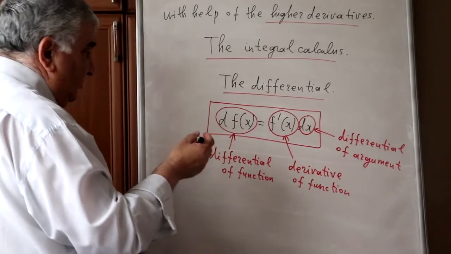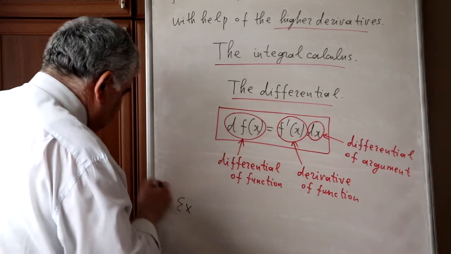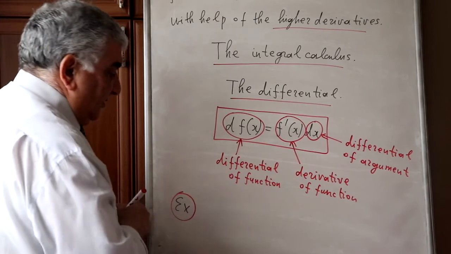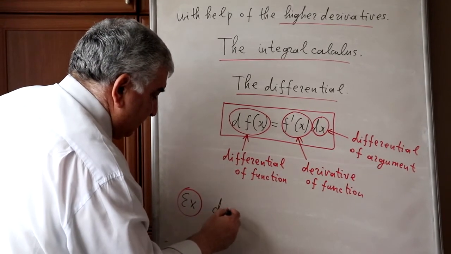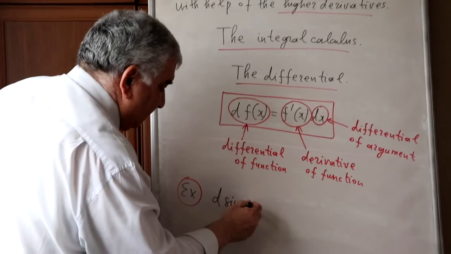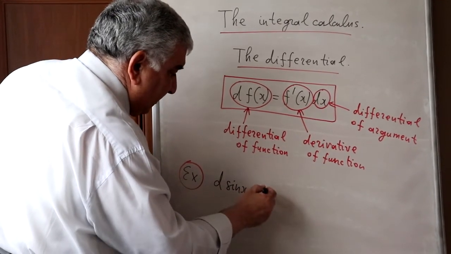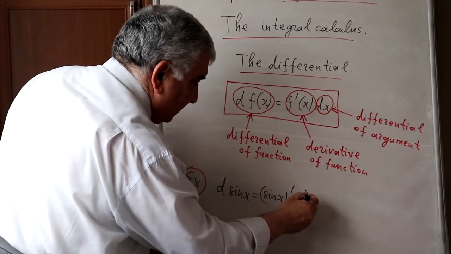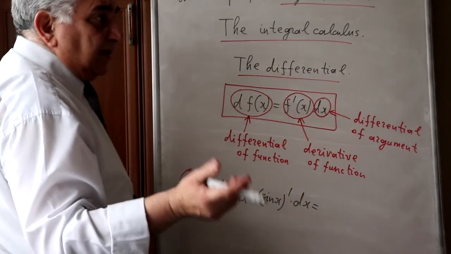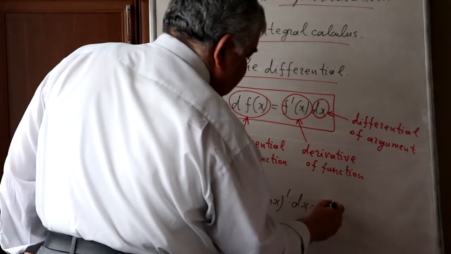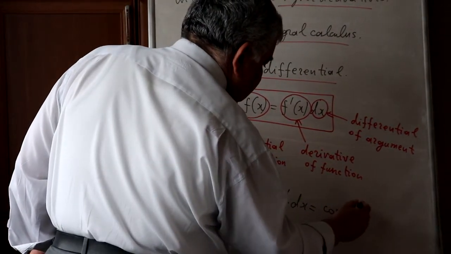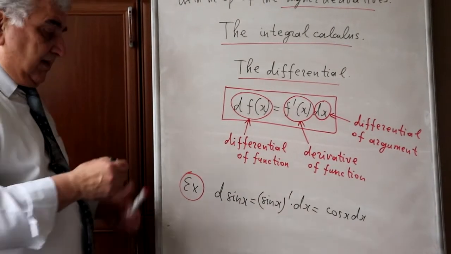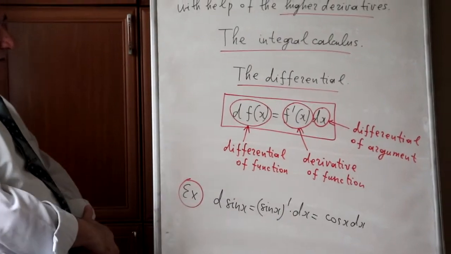Consider the corresponding example. Find the differential of, for example, sine x. d sine x is the derivative of sine x multiplied by dx, and you know that the derivative of sine x is cosine x. That is, the differential of sine x is cosine x multiplied by dx. Then continue.